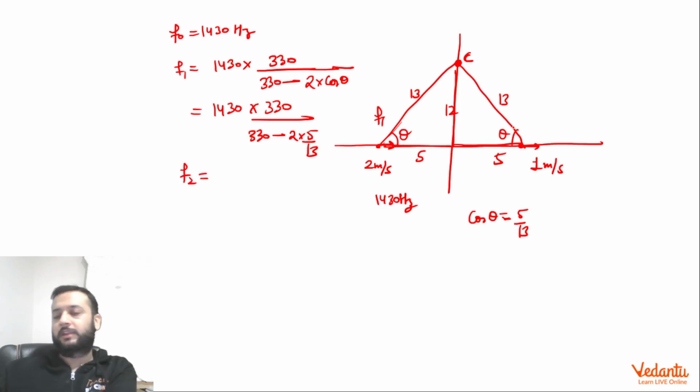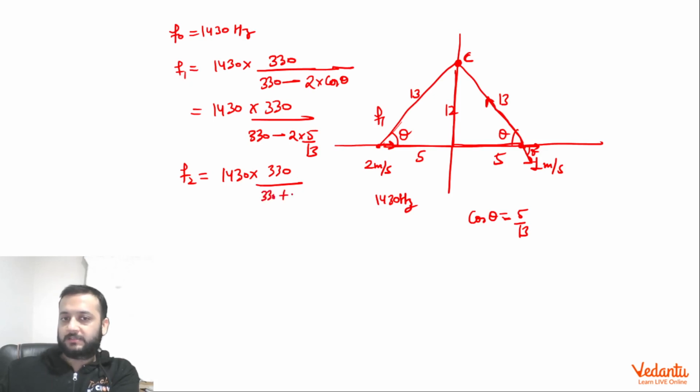Similarly, what will be the value of f2? f2: this man is going away from the observer, receding. So we can say 1430 again into the velocity of sound with respect to the observer, 330, divided by the velocity of sound with respect to the source along this direction. The source's component is opposite to the direction of the sound, so it will be 1 cos theta. So we will write 330 plus 1 into cos theta, which is again 5/13.